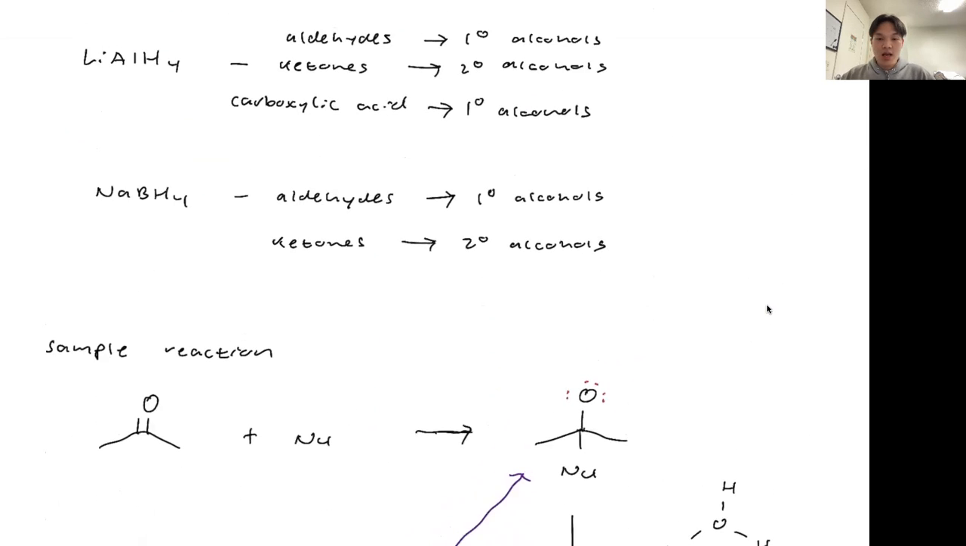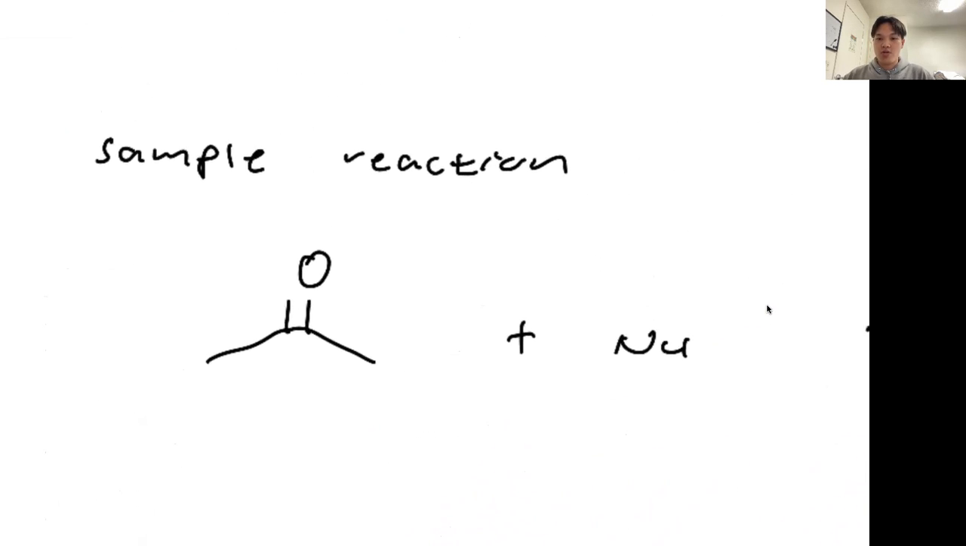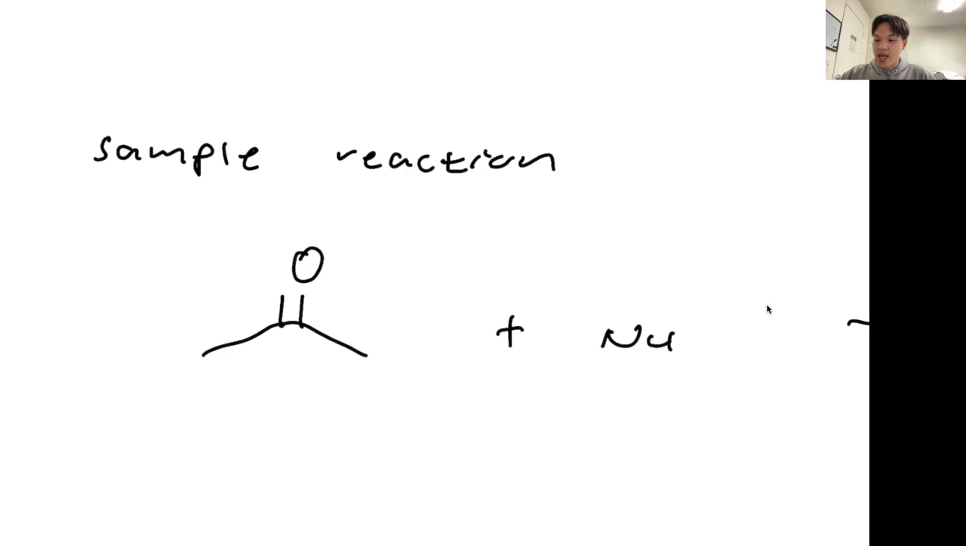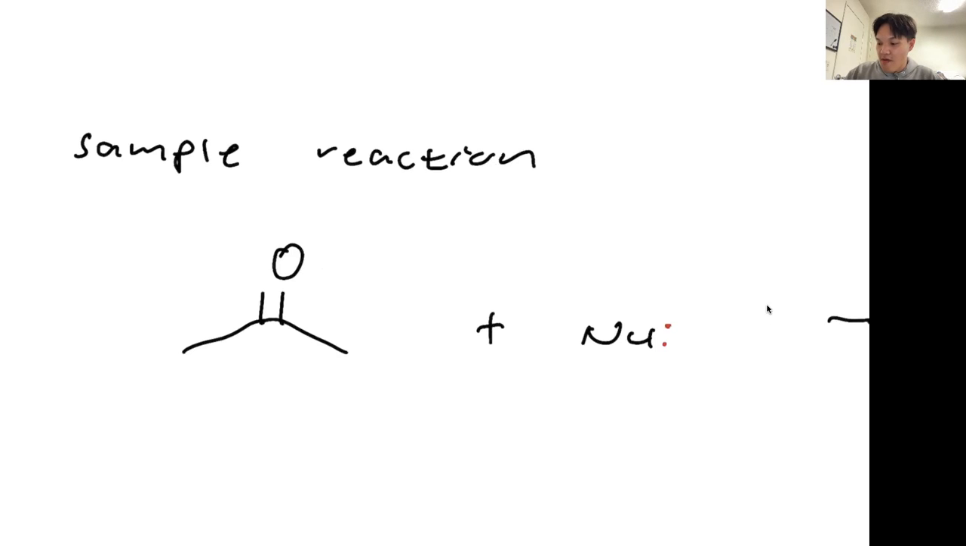Okay, so let's go into a sample reaction of what you'll see. So here we have a ketone, right? These are methyl groups on the side of that carbon. And then we just have a regular nucleophile here with a negative charge. And like I said before, there is a delta negative on this oxygen. And then this carbon that's connected to that oxygen has a delta positive.